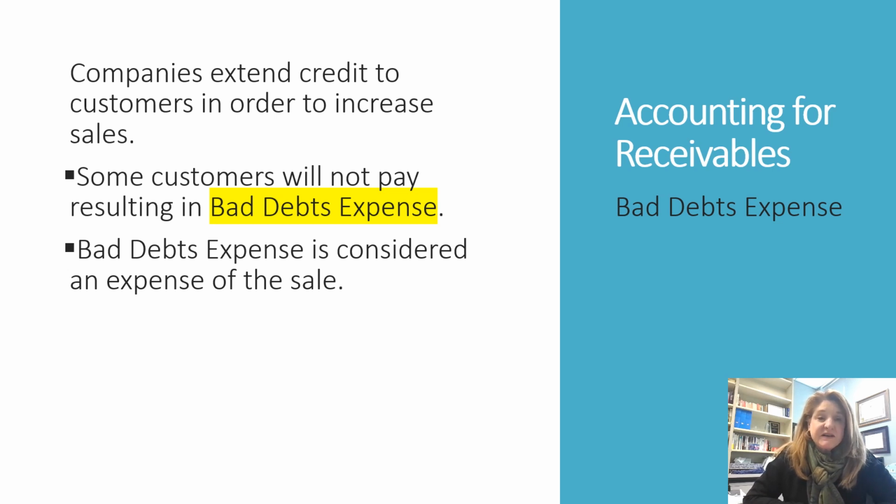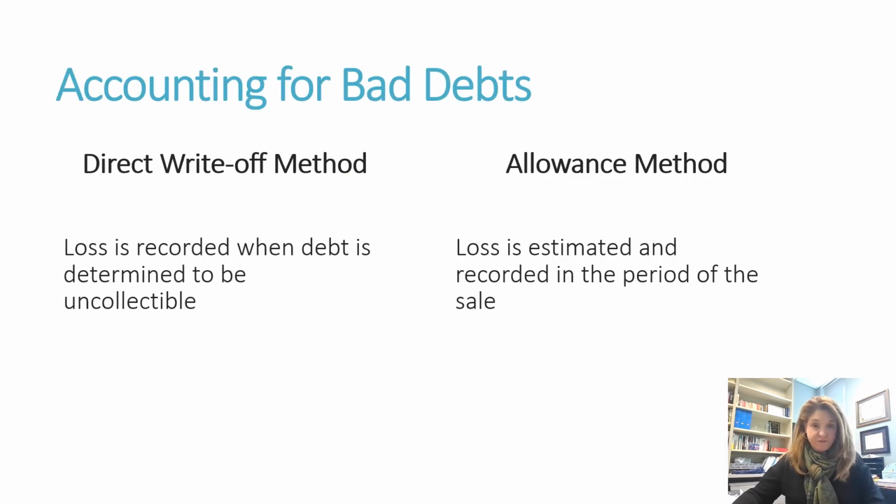Companies extend credit to customers in order to increase sales. Some customers will not pay, and this results in bad debts expense. We're going to see that bad debts expense is considered an expense of the sale and needs to be recorded in the same period of the sales revenue in most cases. There are two different ways to account for bad debts. There are the direct write-off method and the allowance method.